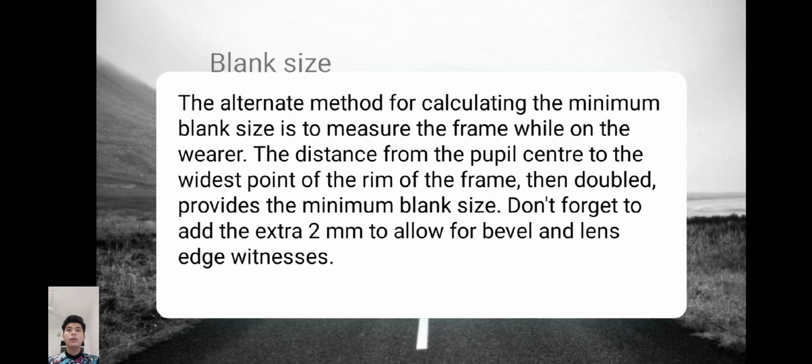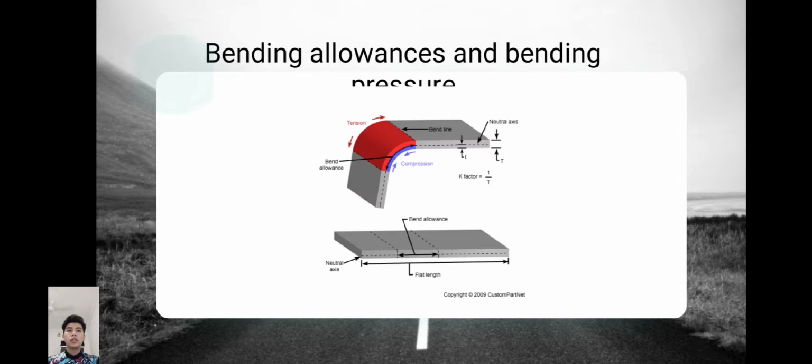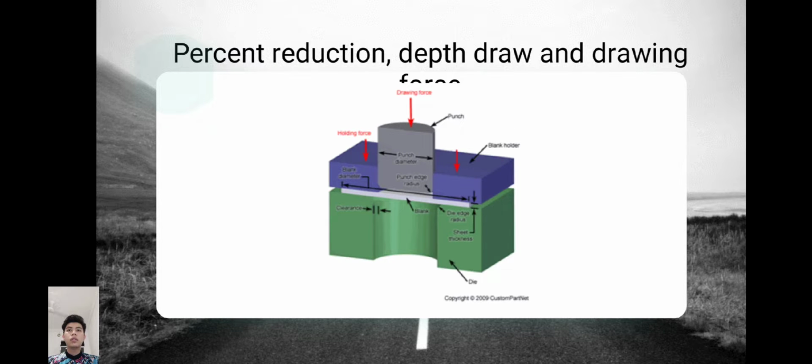And then for the bending method, we have this diagram. And then the bending allowance and bending pressure. And then the percent reduction, draw and drawing force. And then after all of this, the design is complete.